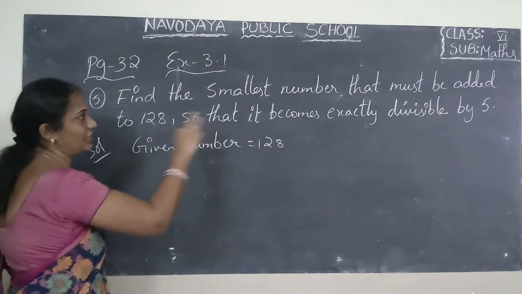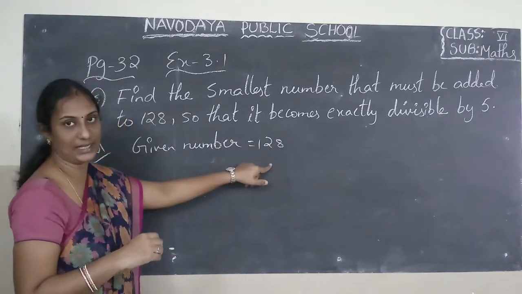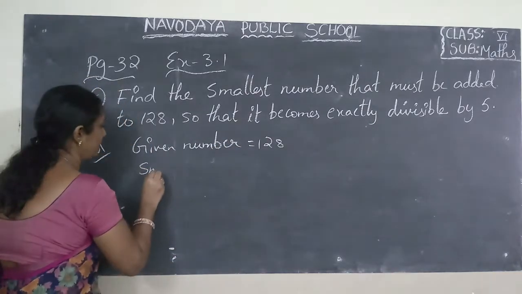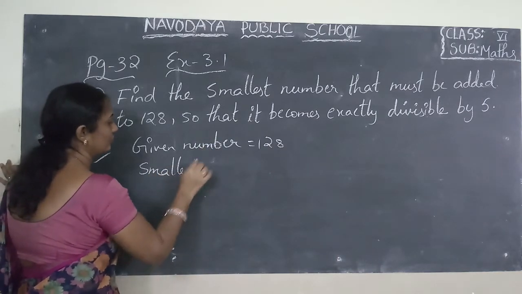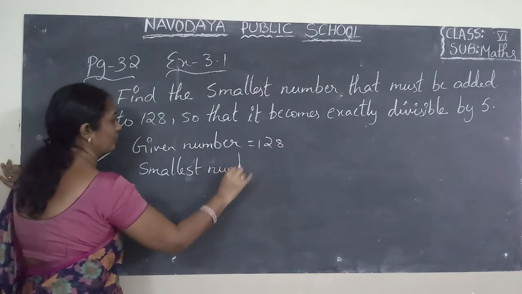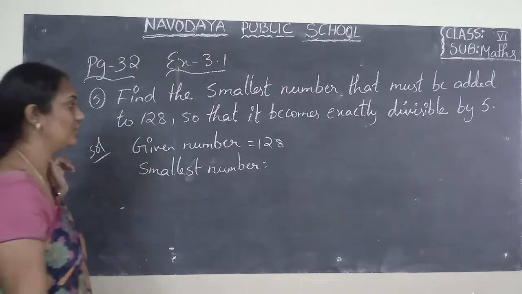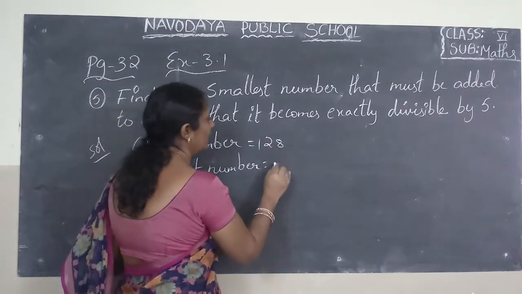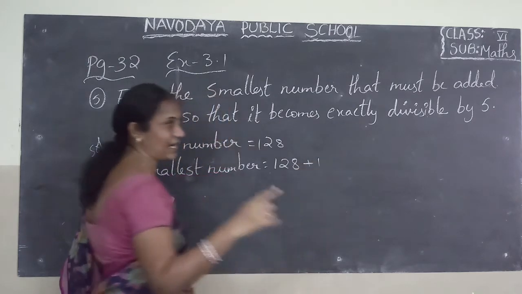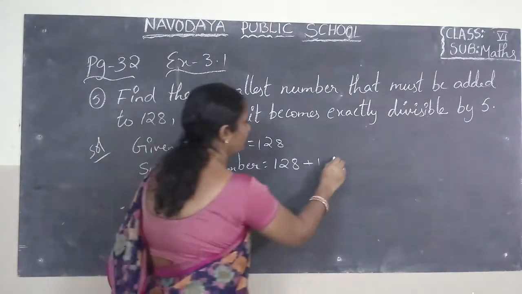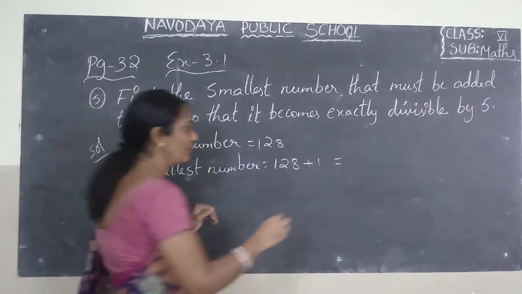Now we have to find the smallest number that must be added to 128. So smallest number equal to, we have to find out. So first, find out with 128: add 1. We have to start with 1. Okay. Now, when you add this 1, 128 plus 1, how much do you get?